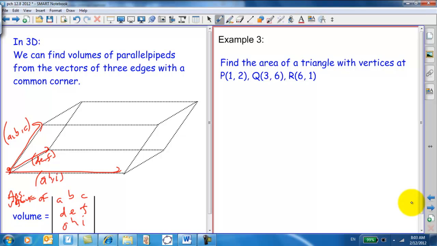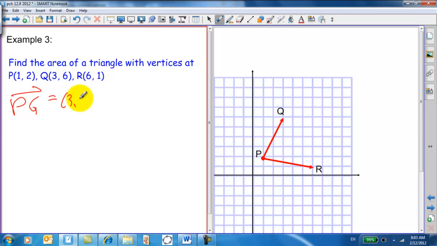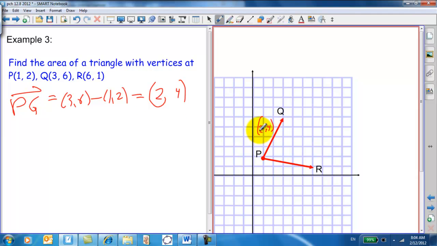Now, example 3: find the area of a triangle with vertices at 1, 2, 3, 6, and 6, 1. So we had approaches before that might involve coming up with three sides in Heron's formula, or coming up with this angle from the law of cosines and using 1/2 AB sine theta. But we've got a much swifter trick here. Vector PQ is going to be 3, 6 minus 1, 2, which is 2, positive 4. I was able to check my mistake there because I have a picture. So that's this vector here. We're going over 2 and up 4.